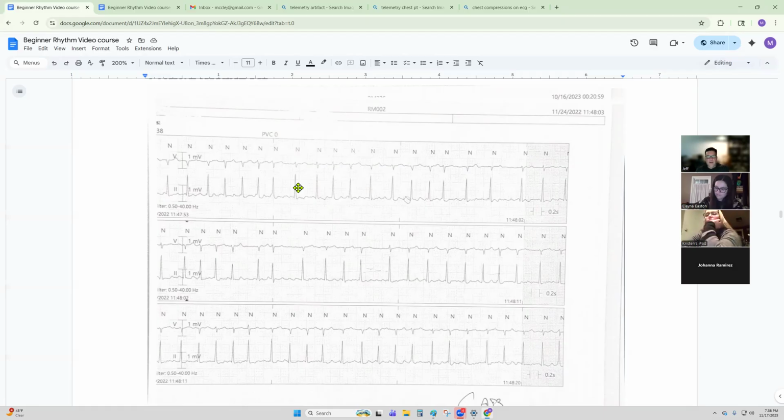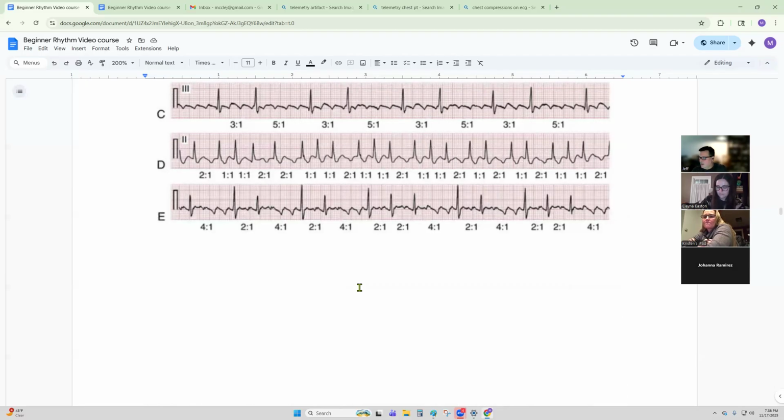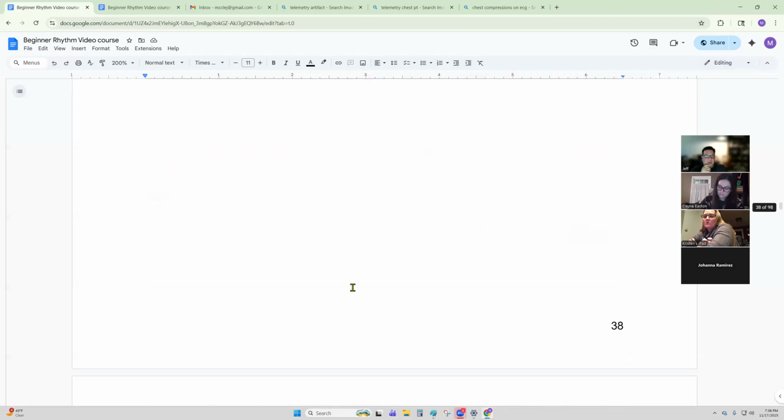Whereas with flutter, the atrial activity is very regular. Atrial tach, the atrial activity is very regular. Even though atrial flutter can sometimes be irregular, it's usually with a pattern where it goes 2 to 1, 2 to 1, 3 to 1, 2 to 1, something like that. The variable conduction. Sorry, I'm just kind of jumping around.